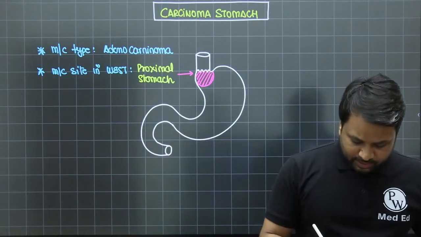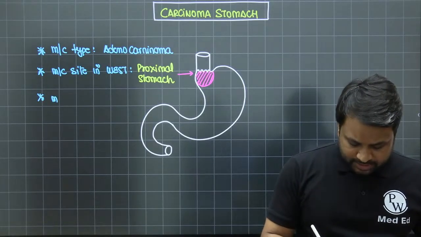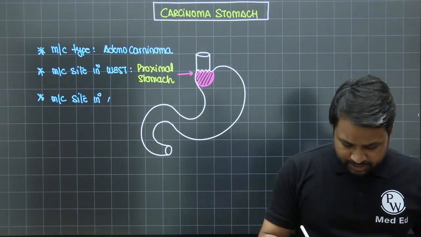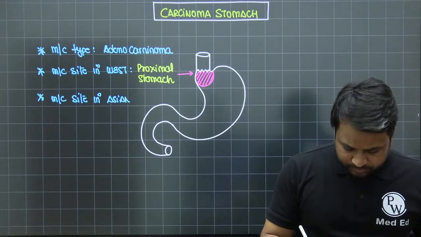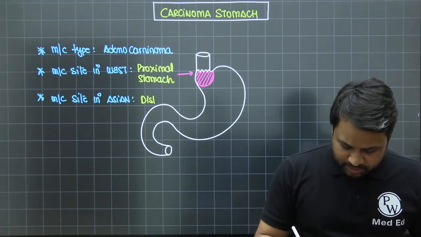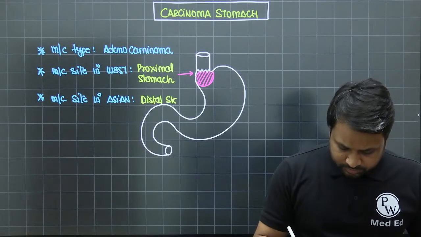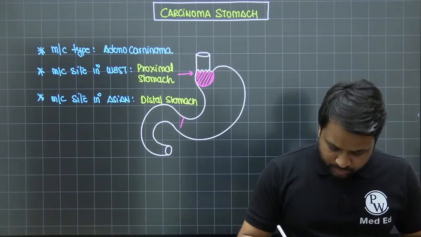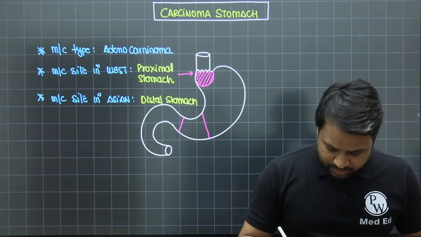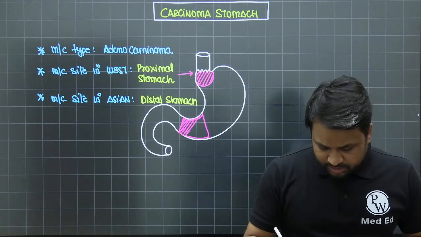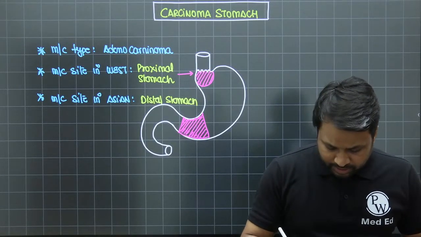If I change the question and ask you, what is the most common site in the Asian population? In the Asian population, the answer is going to be distal stomach, which is going to be at this particular, that is at the pyloric antrum. The distal stomach is going to be the pyloric antrum.